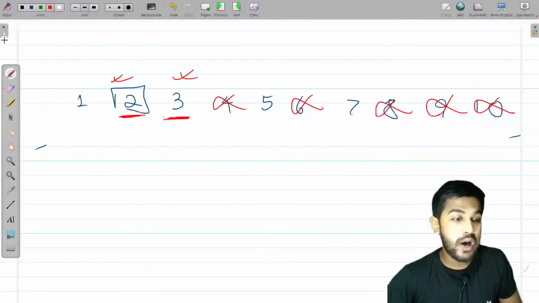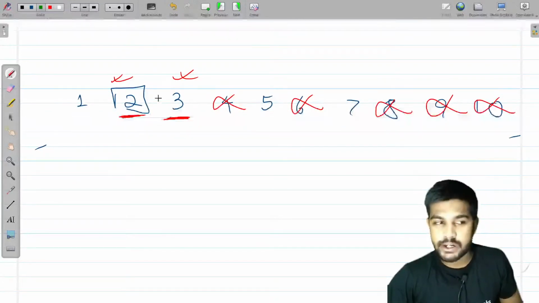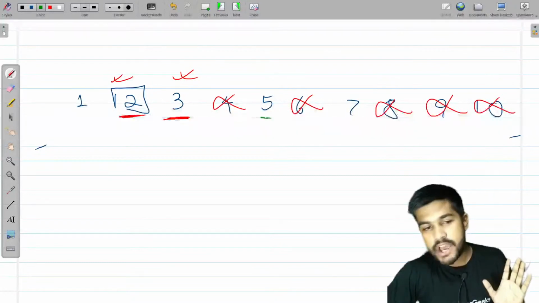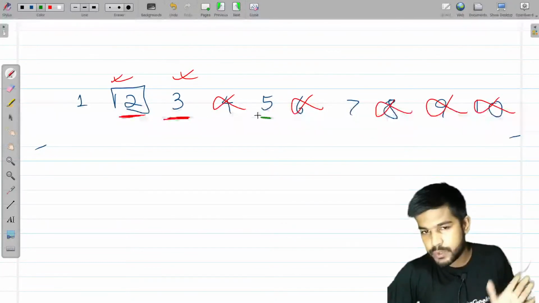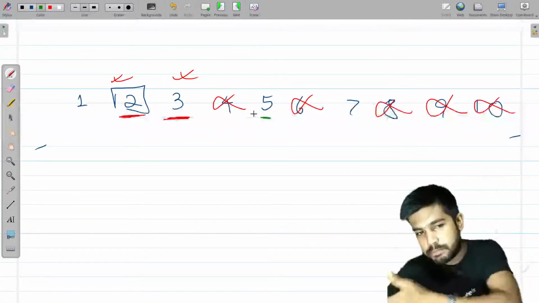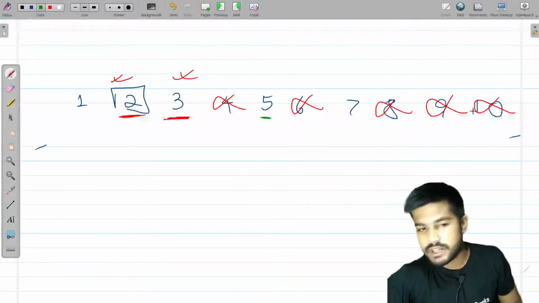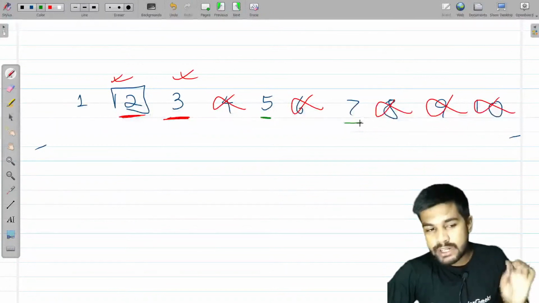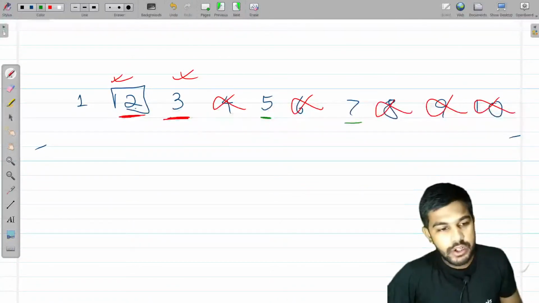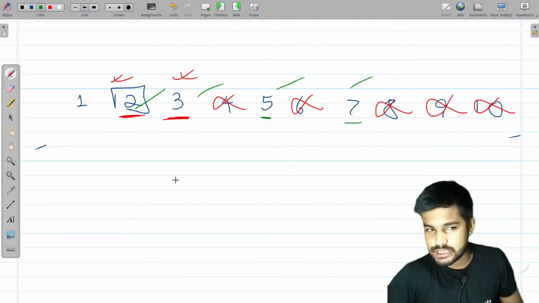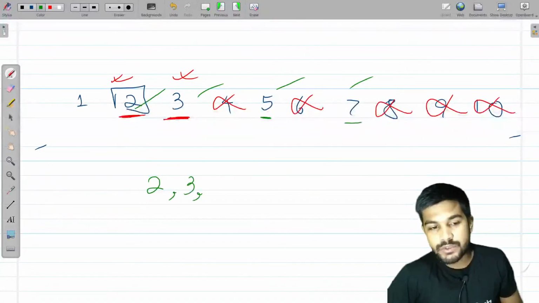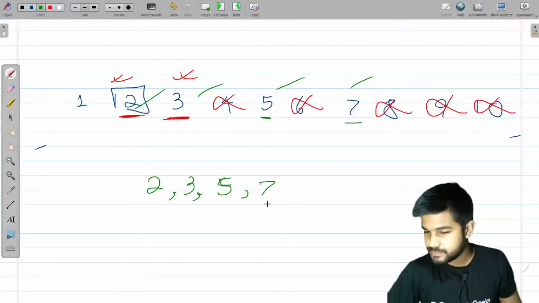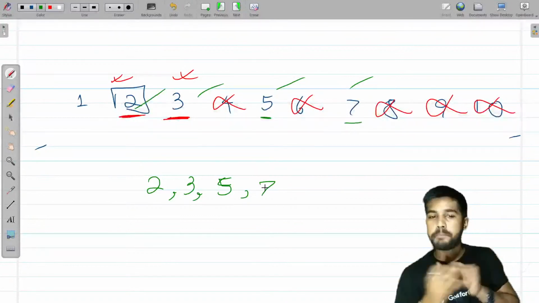Okay, now 4 is already striked out, so we won't be using it. 5 is not striked out. What we would be doing is going to the multiples of 5. 5's multiple is already striked. 7's multiple is not there only. Okay, now what are the prime numbers that remain? 2, 3, 5 and 7. That is what is known as prime sieve.